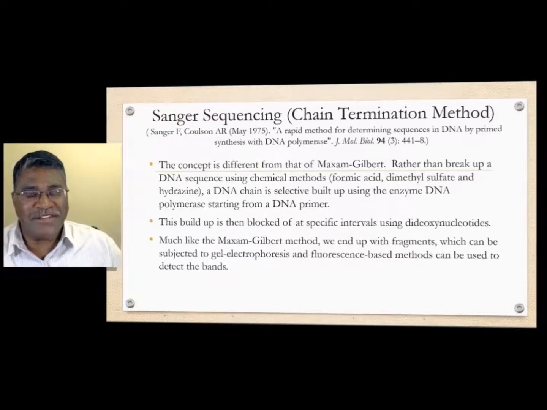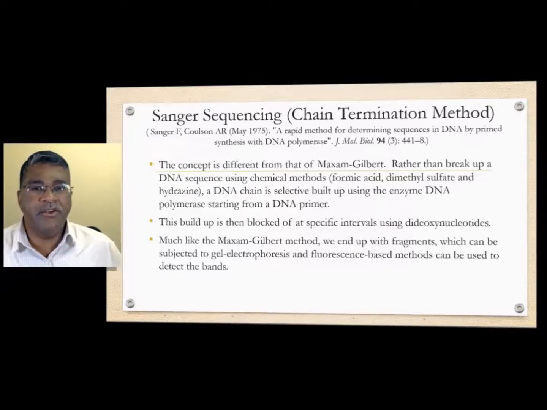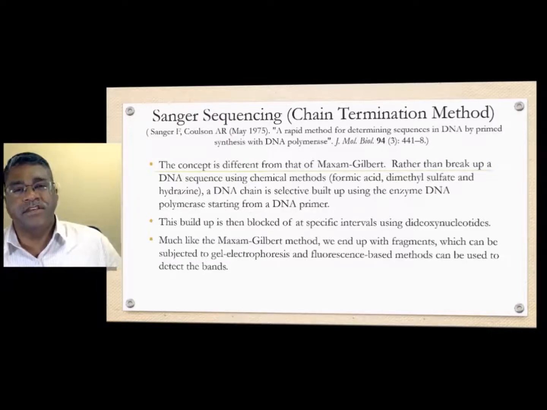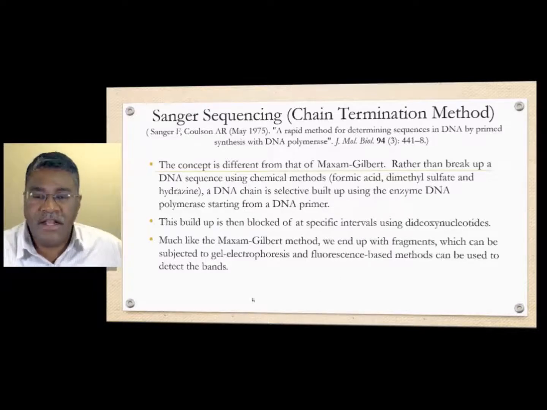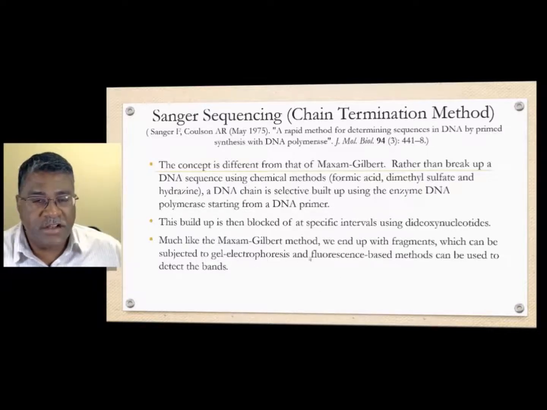And I have to repeat this just so we understand the difference between the two. The fundamental conceptual difference between the two methods is that you build these fragments, you terminate the creation of these fragments, and then you put the fragments together. And the fragments are built complementary to the DNA sequence that you're interested in. So we end up with fragments which can be subjected to gel electrophoresis and fluorescence-based methods to detect the bands.